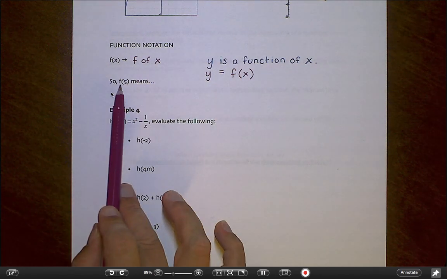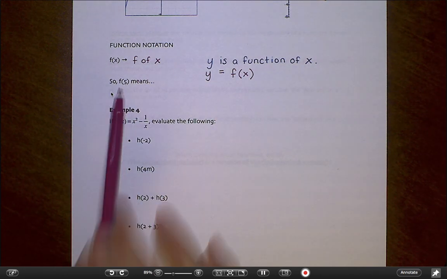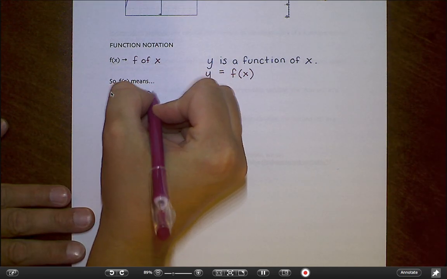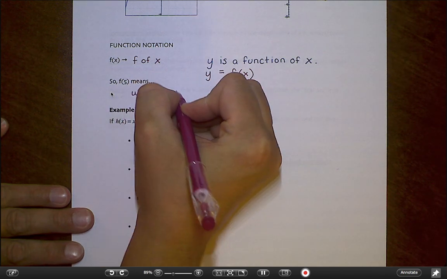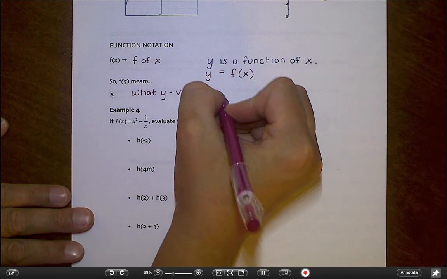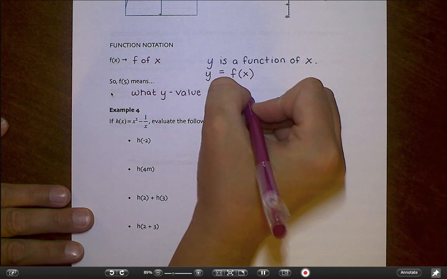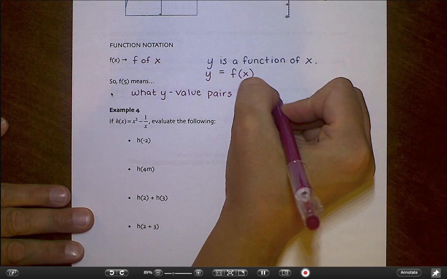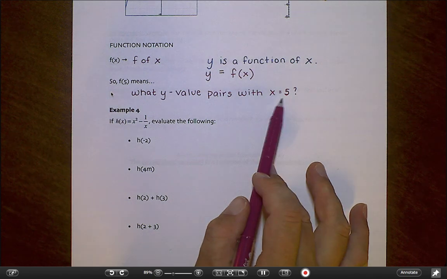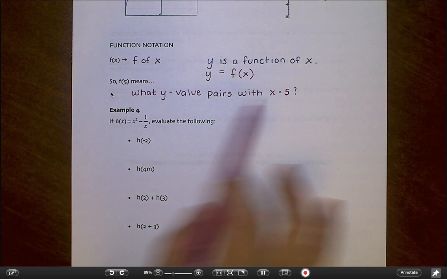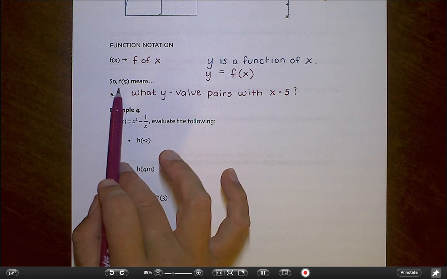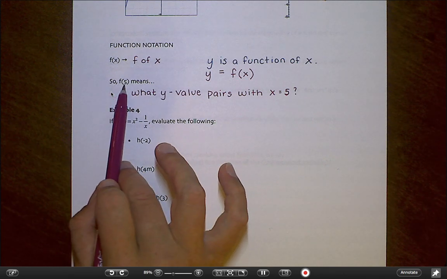So when I ask you to find f of 5, what that question is really saying is what y value, or what dependent variable value, pairs up with x equals 5. And in the case of an equation, really what that means is to take that 5 and plug it into the equation and find the y value. Okay, that's what this question is asking, what y value pairs up with whatever's inside those parentheses there.